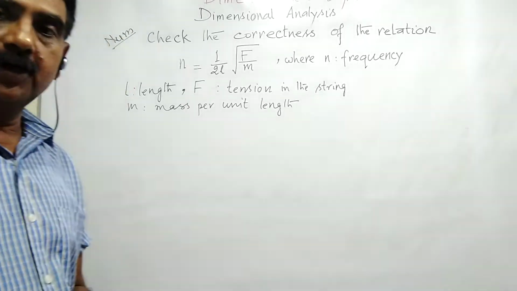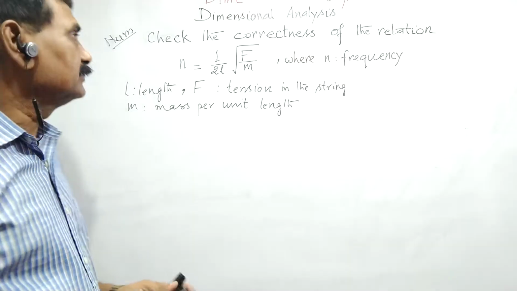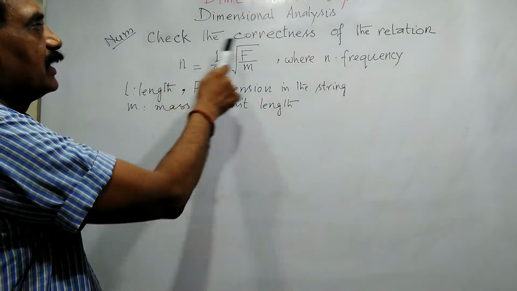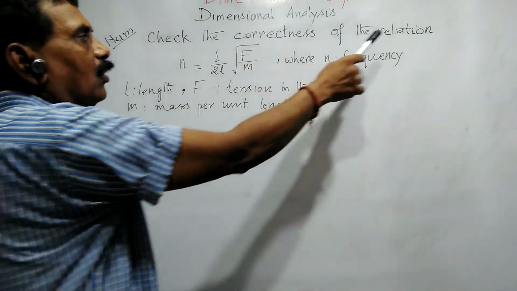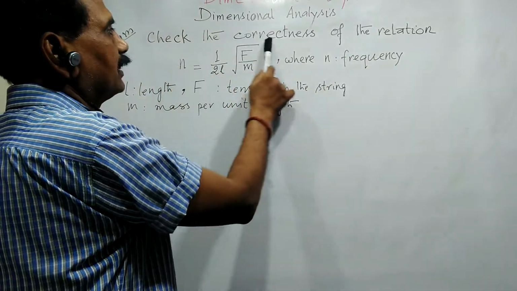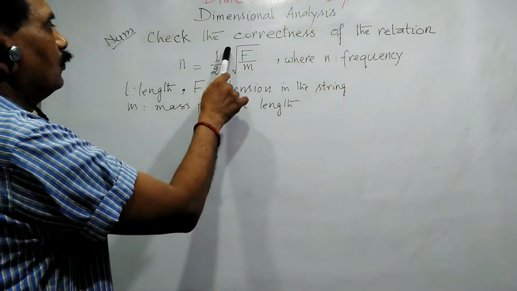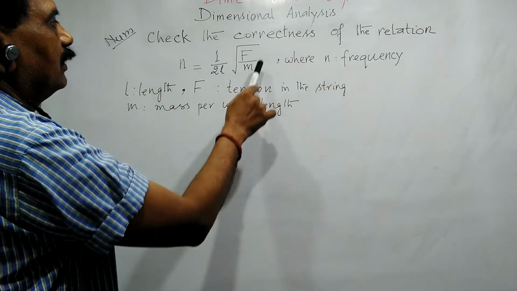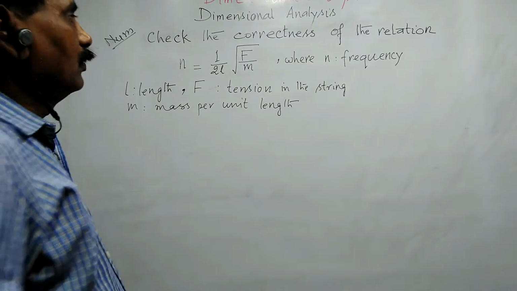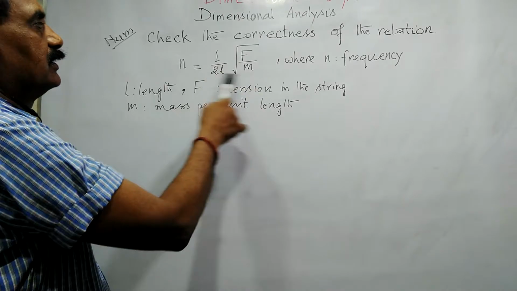Dear student, now let us take another numerical. Here we have to check the correctness of the relation. This relation n equal to 1 by 2L root under F by m. Perhaps you are not familiar with this relation.